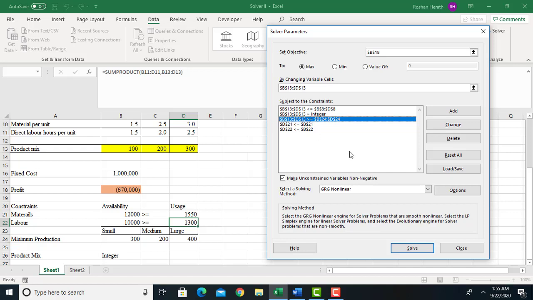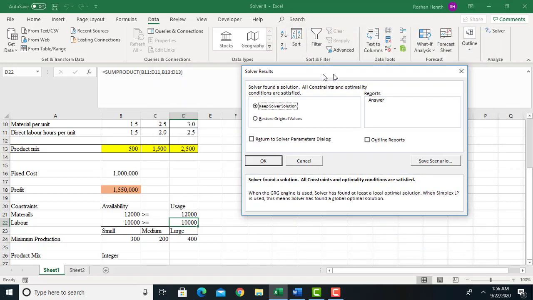Everything was perfectly taken. Then we make sure that the unconstrained variables are non-negative. We want to make sure that in this product mix there can't be negative numbers. And what you have to do next is identify the solving method. As I told you, we always assume a linear relationship. So select Simplex LP. Now you can solve it.